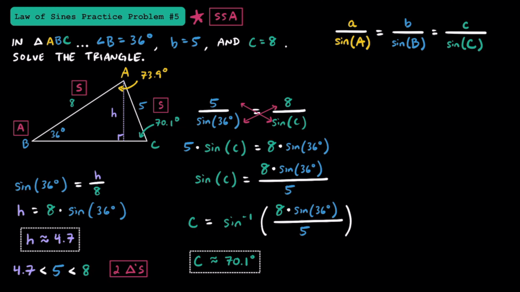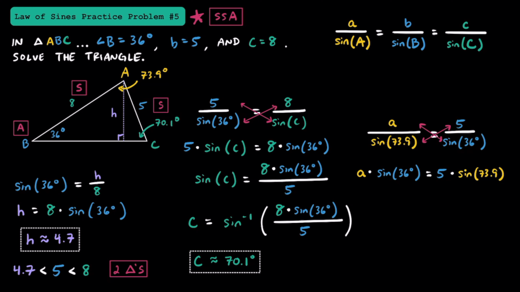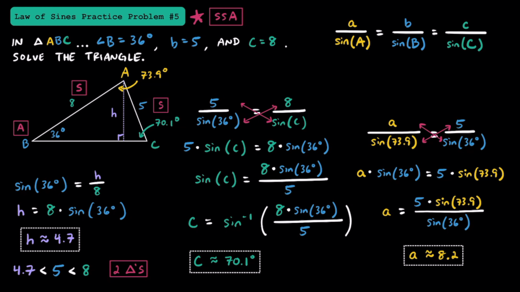Using this newfound information, let's write another proportion. We can write A over sine of 73.9 degrees is equal to 5 over sine of 36 degrees. Cross multiplying, we get the equation A times sine of 36 is equal to 5 times sine of 73.9. Dividing both sides by sine of 36, we get A equals 5 times sine of 73.9 over sine of 36. Plugging this into a calculator, we get that A is about 8.2.